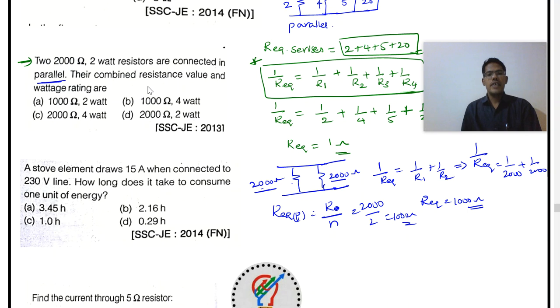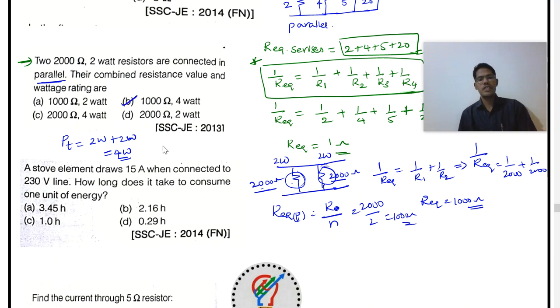Now we need to find the wattages here. Remember friends, whether it is a series connection or a parallel connection, the value of the wattage will not change. So the total power PT is equal to, this resistance is going to absorb 2 watts, this one also 2 watts, so the total is 2 watts plus 2 watts, which is 4 watts. So the answer is 1000 ohms, 4 watts.